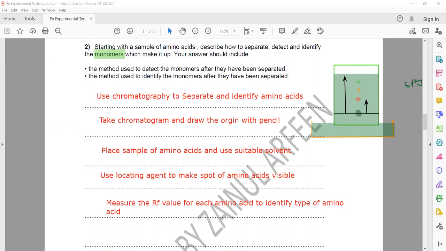So whenever a question is there, identification of amino acid, you should always keep in mind that you have to use a locating agent, because these amino acids are colorless liquids.